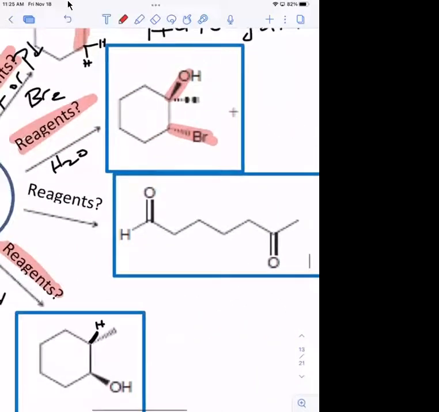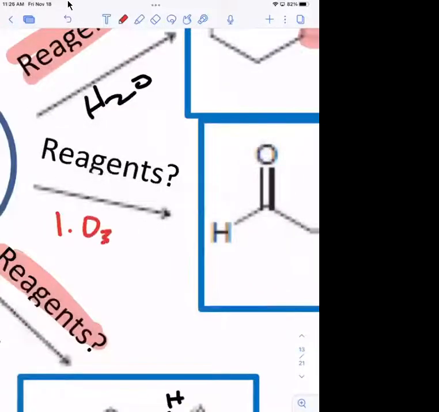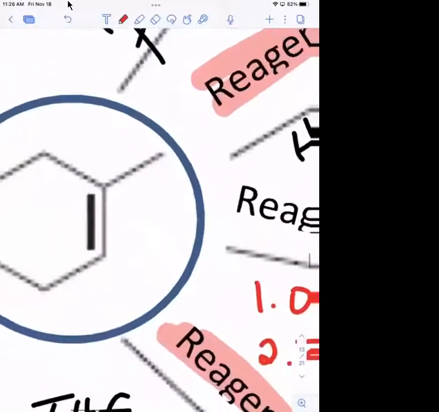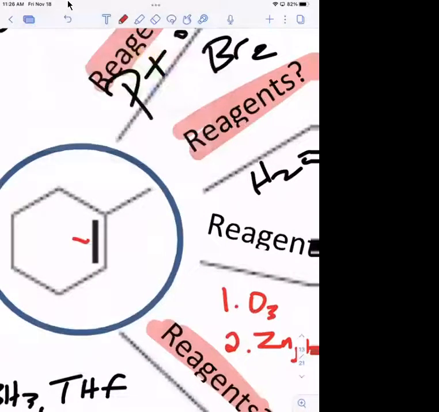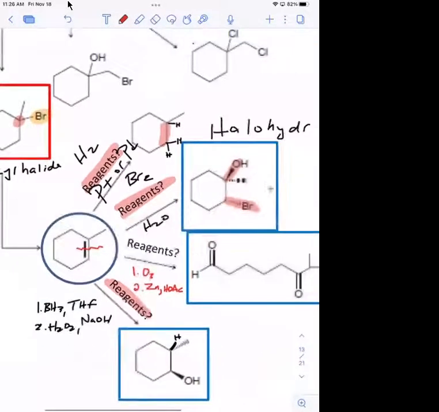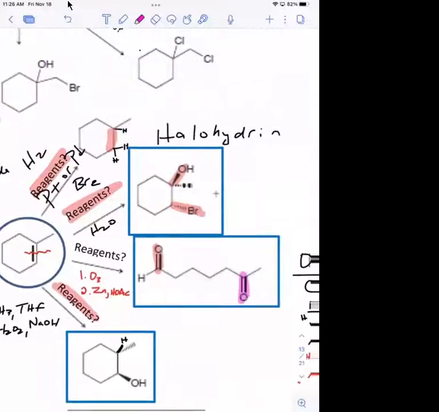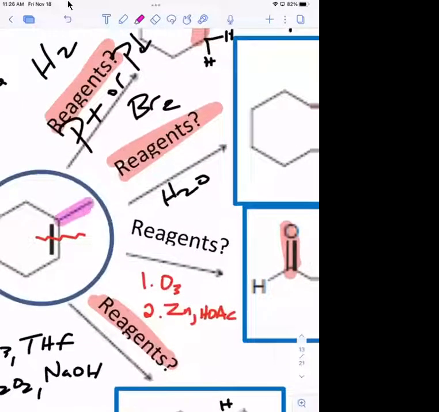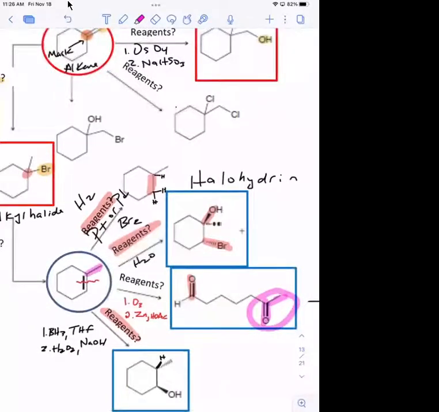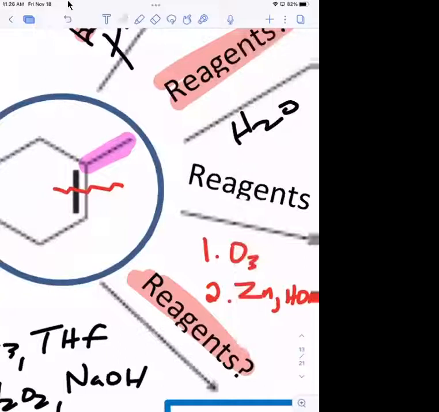So it requires two steps. The first step is ozone gas. The second step is zinc metal and acetic acid. And that will take this alkene and crack it in half. So each carbon in that alkene becomes a carbonyl. That's why you see a carbonyl here and a carbonyl here. We change the color here. You can see that this carbon right here with the methyl group attached is here, and then the carbon here with the hydrogen attached.